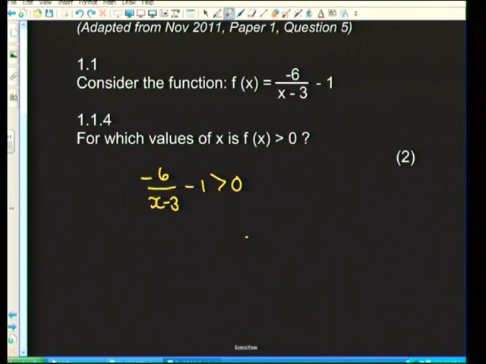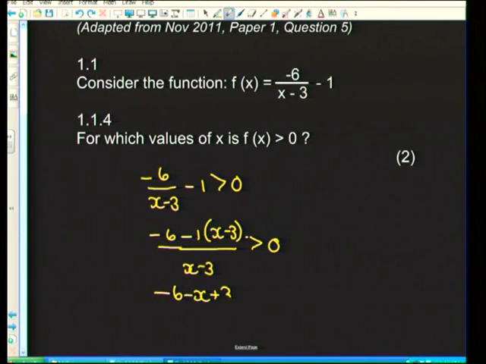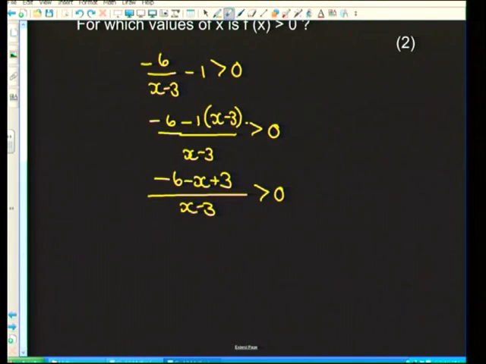So that means that minus 6, in fact, we need to make it a common denominator of x minus 3. So that would happen, minus 1 times x minus 3 is greater than 0. So minus 6 minus x plus 3 over x minus 3 is greater than 0. So that becomes minus 3 minus x over x minus 3 greater than 0.